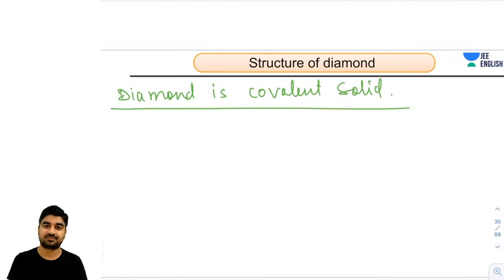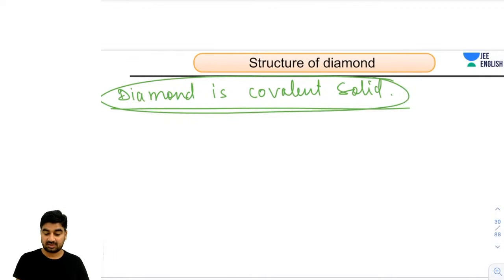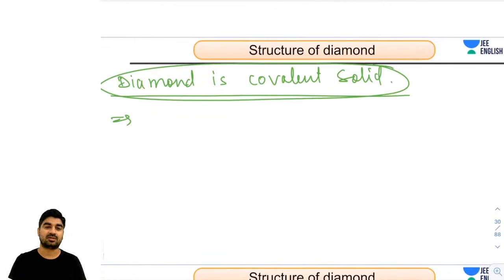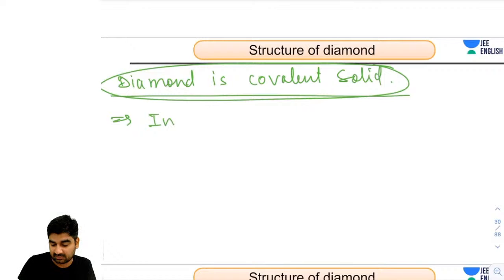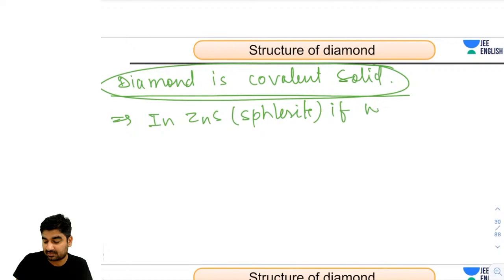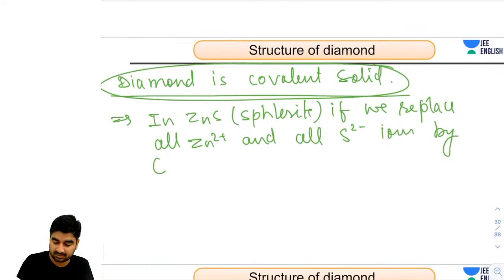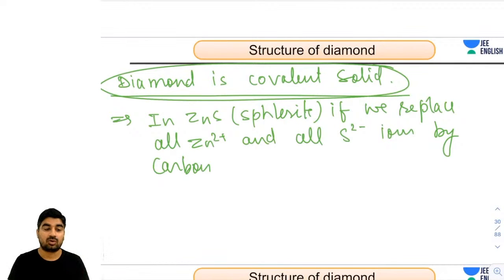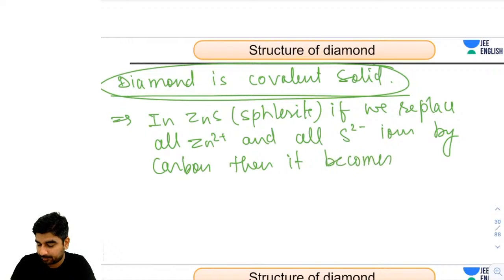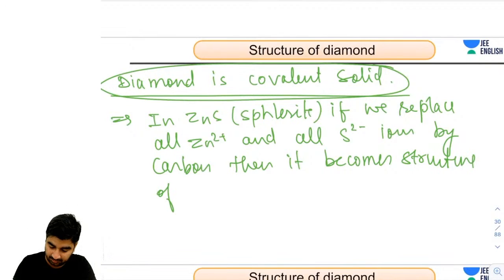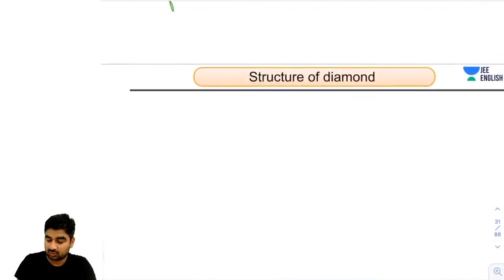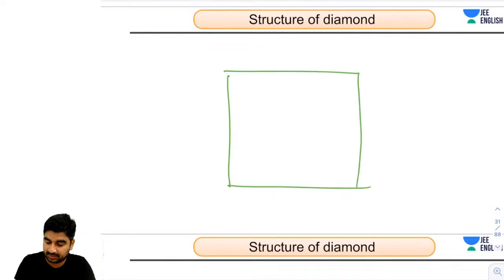So first of all, diamond is a covalent solid. The second point is, what is the structure of diamond? In the zinc sulfide structure, if we replace all Zn2 plus and all S2 minus ions by carbon, then it becomes the structure of diamond. Note it down. So how will it look like? Now let me tell you.